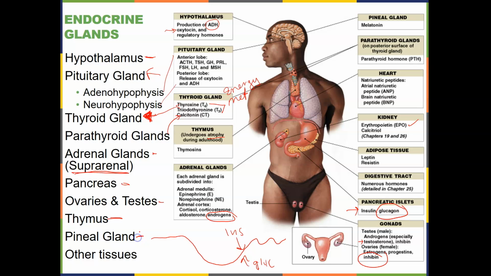The pineal gland is way, way deep in the brain. You can't even see it. They're just kind of putting a little arrow here. The pineal gland produces melatonin, and melatonin is a key molecule for helping us kind of start settling down for the night. Melatonin is secreted as day length, or basically as the light intensity of the day changes.